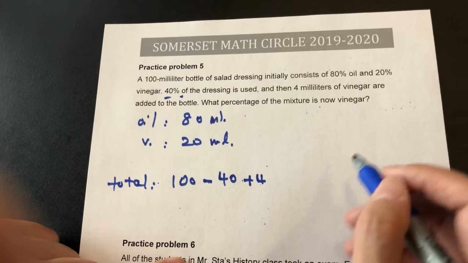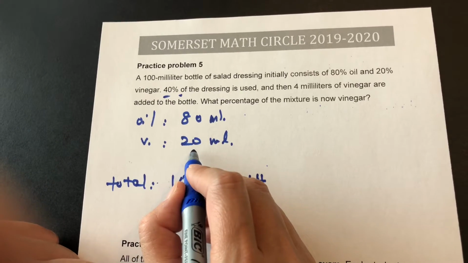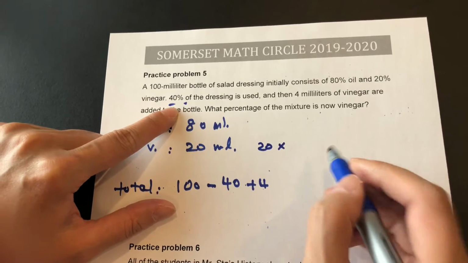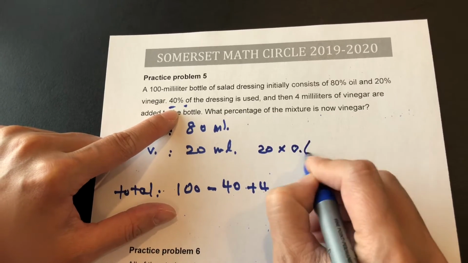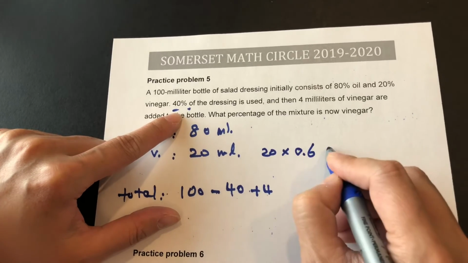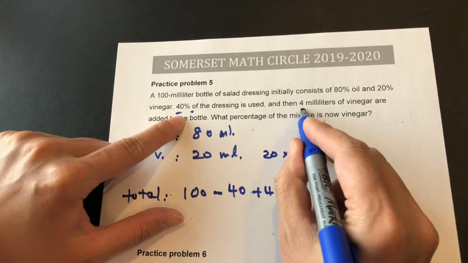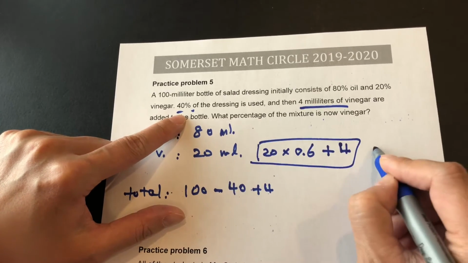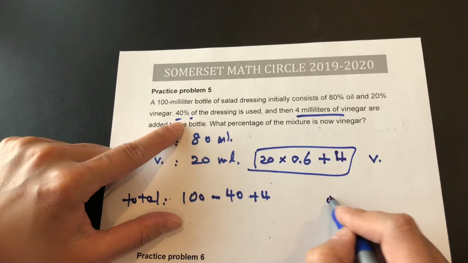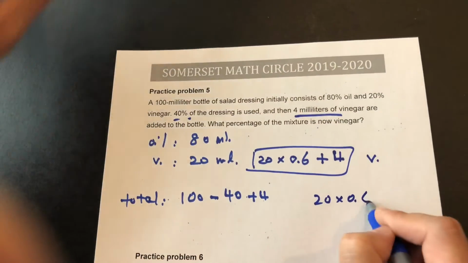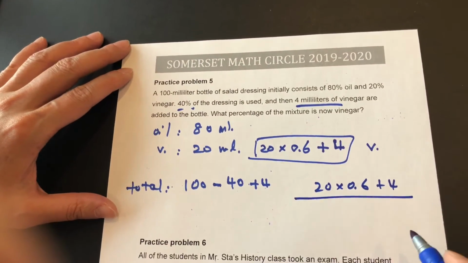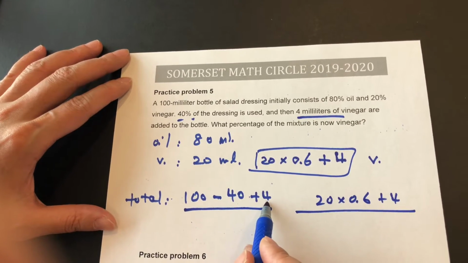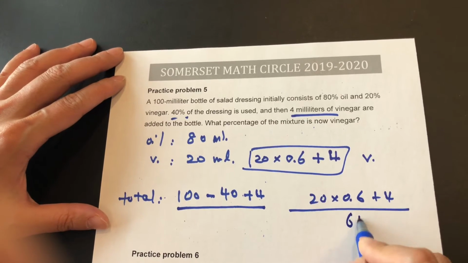You used 40%, so with 20 milliliters of vinegar there is 60% left. So you multiply by 0.6, that's 60%, plus the 4 milliliters of new vinegar that you added in. So that's the current vinegar that you have. That's 20 multiplied by 0.6 plus 4, divided by the total. The total now is this, because you used up 40, then you added another 4, so it's 64.